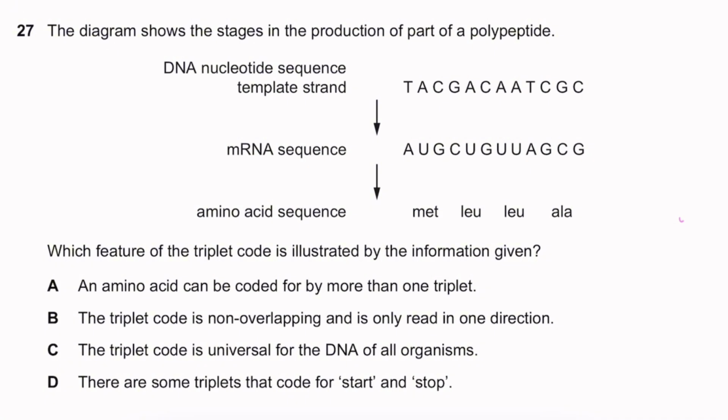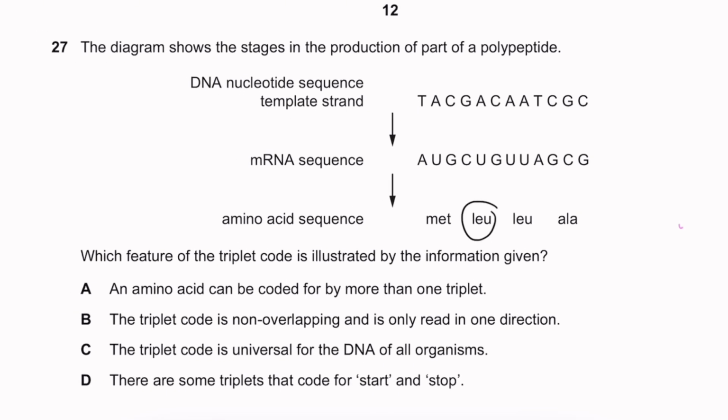The diagram shows stages in the production of part of a polypeptide: the DNA nucleotide sequence, template strand, and then we have the mRNA sequence, and then we have the amino acid sequence. Which feature of the triplet code is illustrated by the information given? An amino acid coded for by more than 1 triplet. Yes, we can see that here. We have these 2 amino acids, and we have this triplet code and this triplet code. So obviously, it's coded by more than 1 triplet.